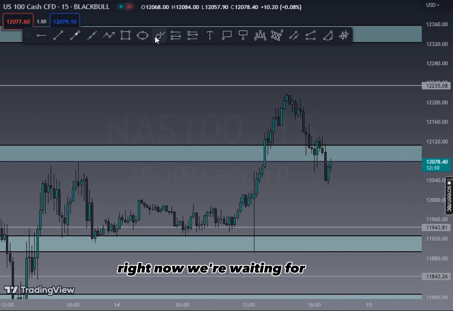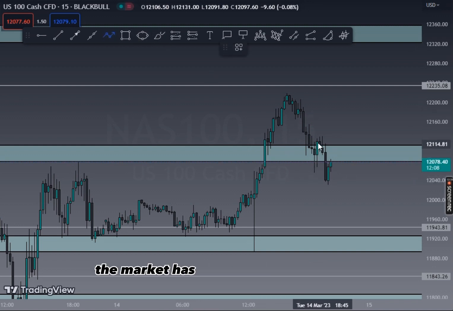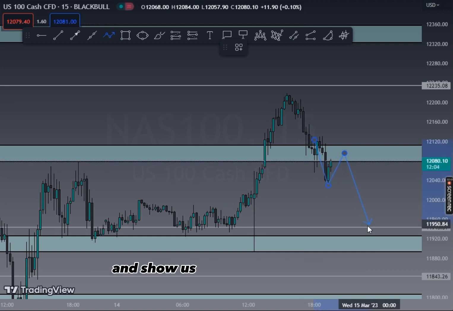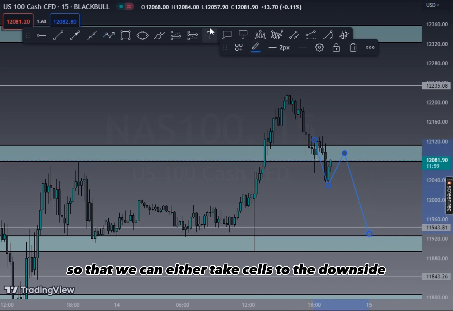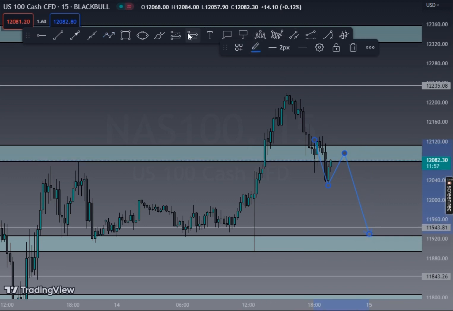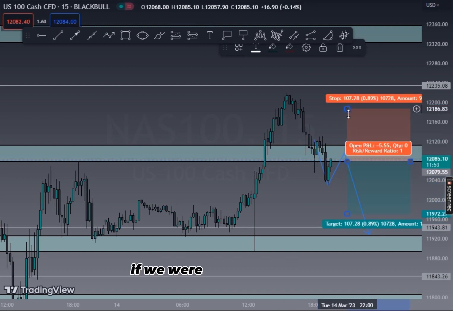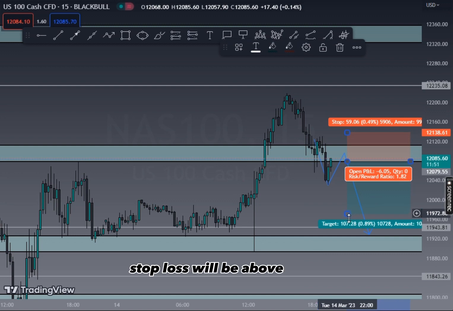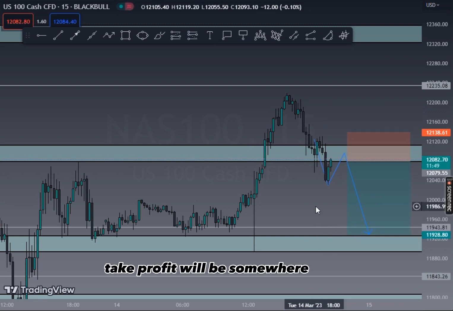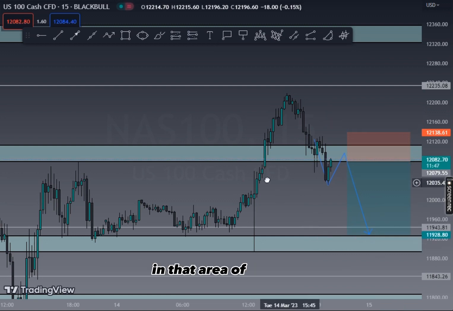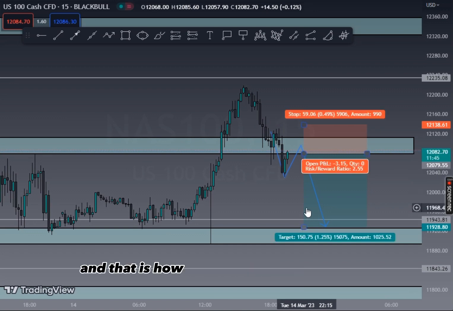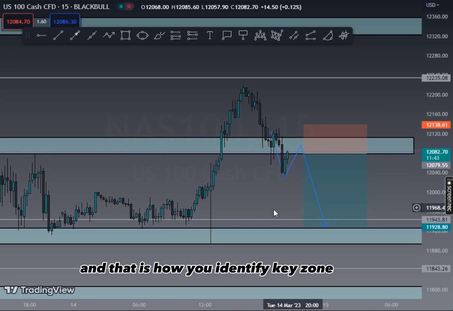Right now we're waiting for that. For example, the market has broken below this zone, so we're waiting for it to retest this zone and show us signs of continuation so that we can take sales to the downside. Okay, so keep it simple, don't stress yourself. If we were to take that trade, our stop loss will be above there, and our take profit will be somewhere there in that area of interest. And that is how you identify key zone areas.